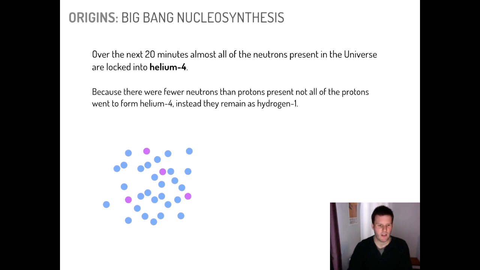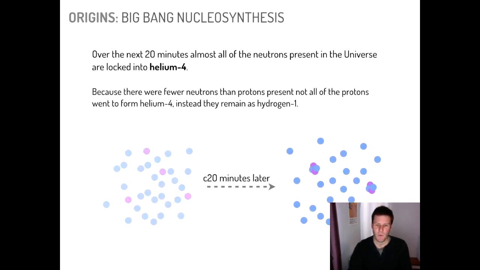So we have a situation like this on the left-hand side at the beginning. We see a small number of neutrons in the purple and a larger number of protons in the blue. Around 20 minutes later, after Big Bang nucleosynthesis, we see that all the neutrons get locked up into helium-4. Okay, we can see these two atoms, whereas the remaining protons just remain as hydrogen-1.